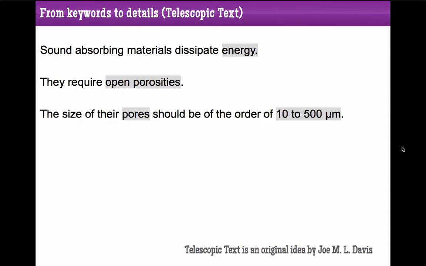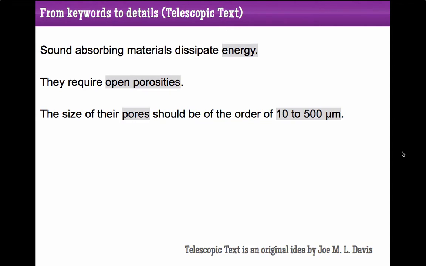One proposition to enhance our reading experience is called Telescopic Text by its author, Joe M.L. Davis. The idea is to go from keywords to details. So this idea is not new. What is really new is the tool which is used to make it real. So I will show you a quick example here.